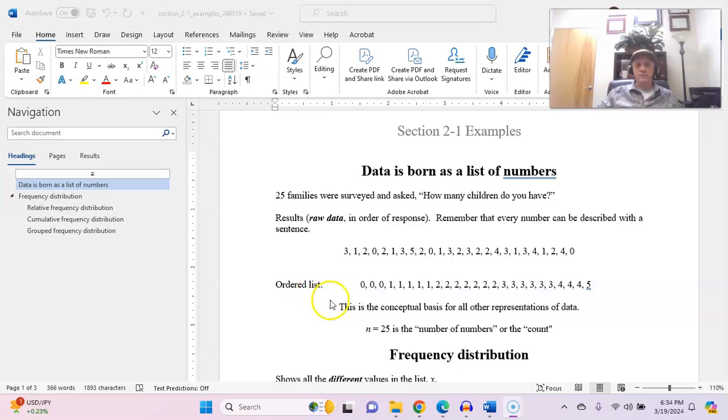So the ordered list is really the conceptual basis for all other representations of data, which are going to take the form of frequency distributions today, and then histograms or other kinds of graphs very shortly.